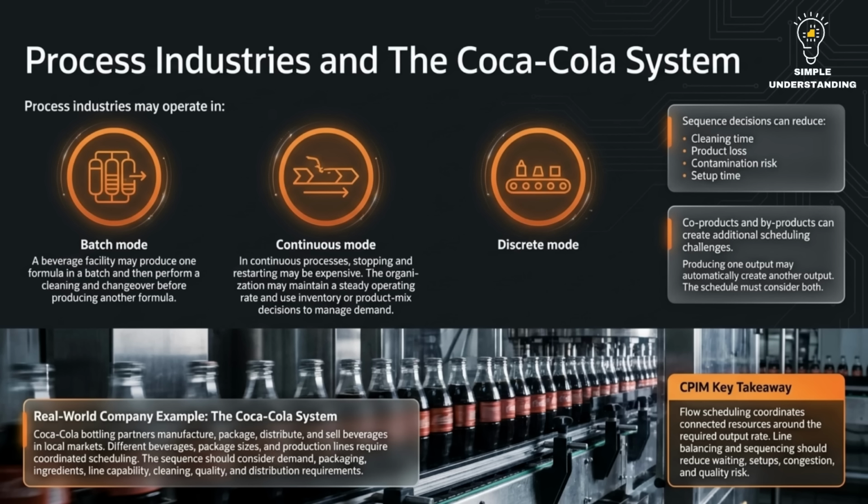In continuous processes, stopping and restarting may be expensive. The organization may maintain a steady operating rate and use inventory or product mix decisions to manage demand. Co-products and byproducts can create additional scheduling challenges. Producing one output may automatically create another output. The schedule must consider both.